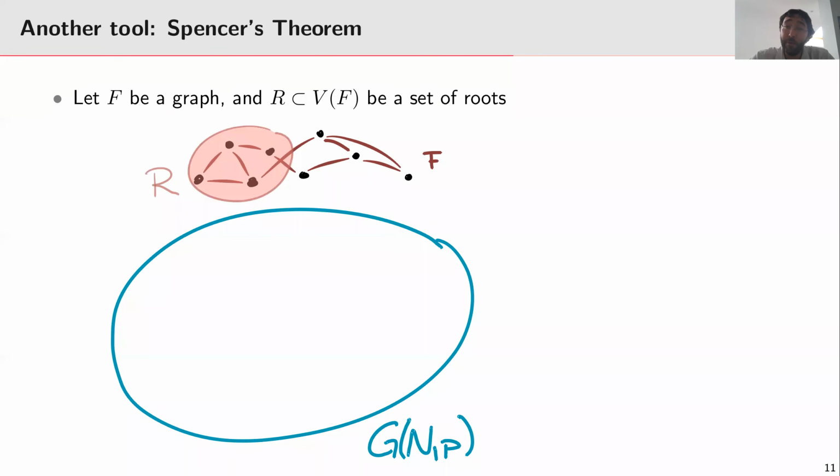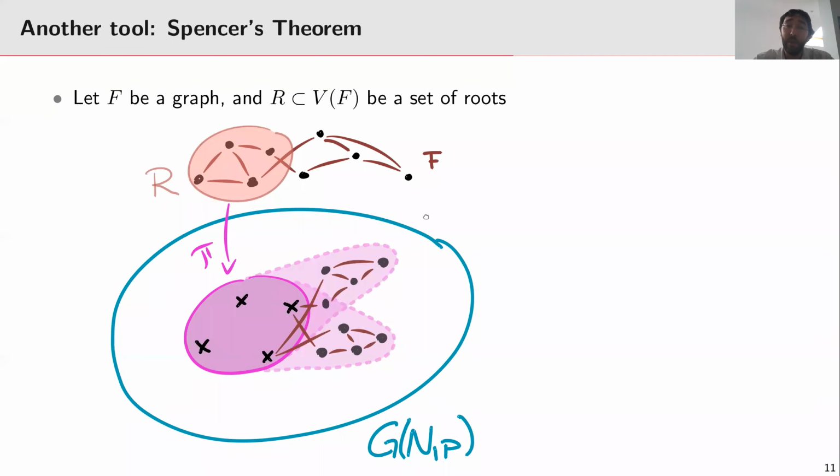Let me first state Spencer's theorem properly. So we have a small graph F. This had better have a constant number of vertices, independent of n. We mark some subset of these vertices as the roots and call them capital R. And now I want to say, suppose we put these roots into G(n,p) somewhere, for example here. How many ways are there to embed the rest of F into my random graph?